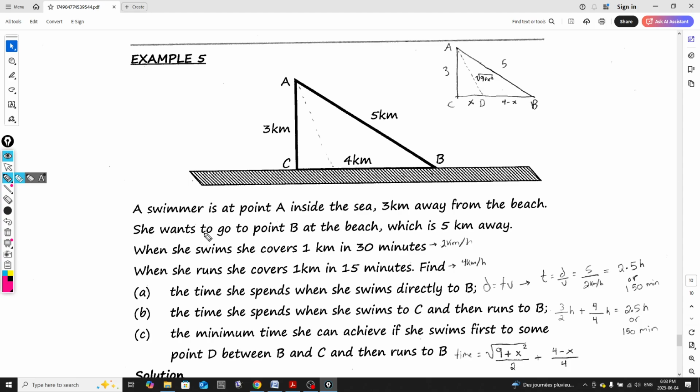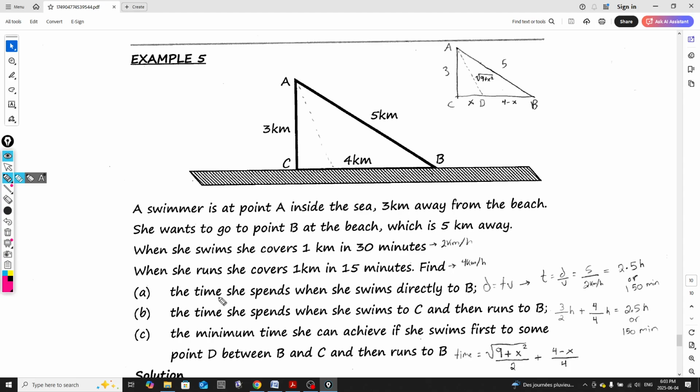And we're also told that the length between C and B, horizontal length, I guess you could say, is 4 kilometers. And when she swims, she covers 1 kilometer in 30 minutes. Okay, so I translate that into 2 kilometers per hour. When she runs, she covers 1 kilometer in 15 minutes. So I can translate that into 4 kilometers per hour.